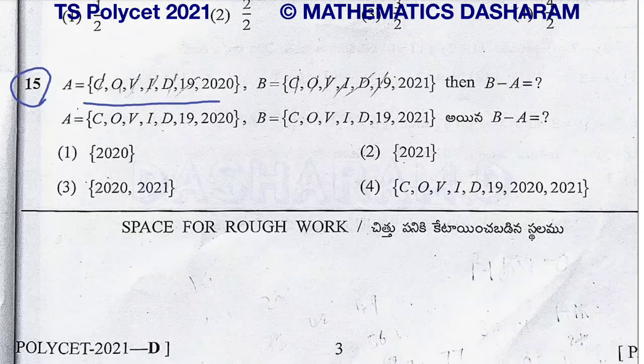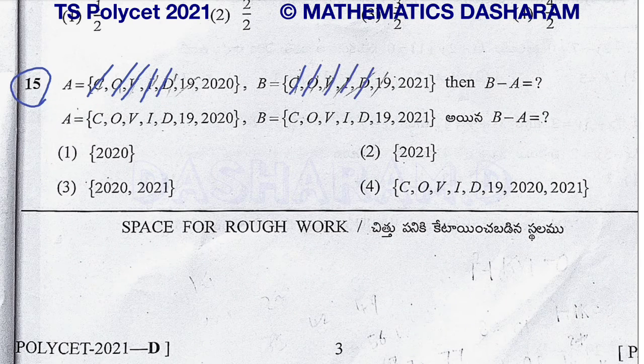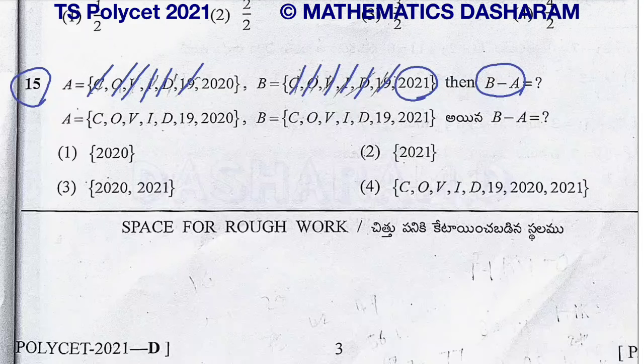Next to 15th question, set A given, set B, then he is asking B minus A. To find out B minus A, first cancel the common elements in both sets. So these are the common elements, and 19 also common, and write the remaining elements from the B set, because he is asking B minus A, and B first, A second. So remaining elements from the B set, what becomes, 2021. So option 2 is correct.